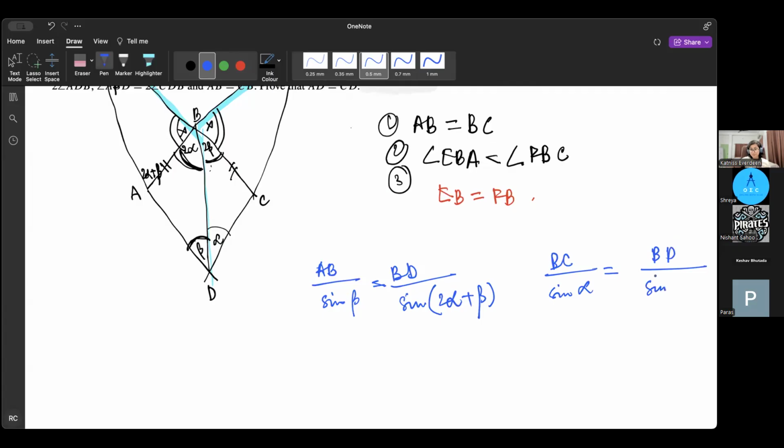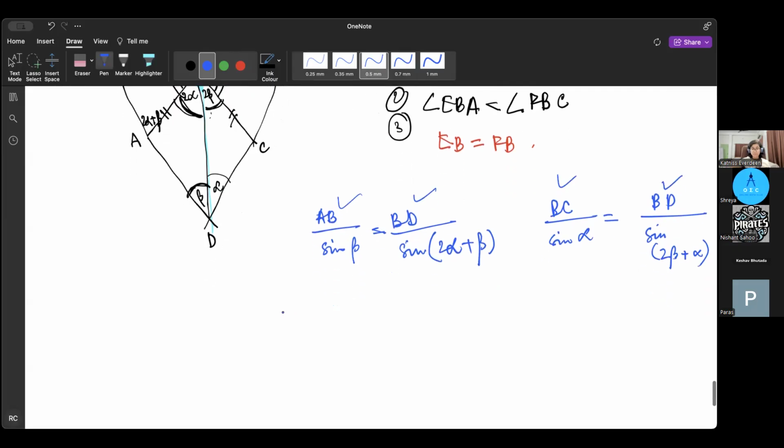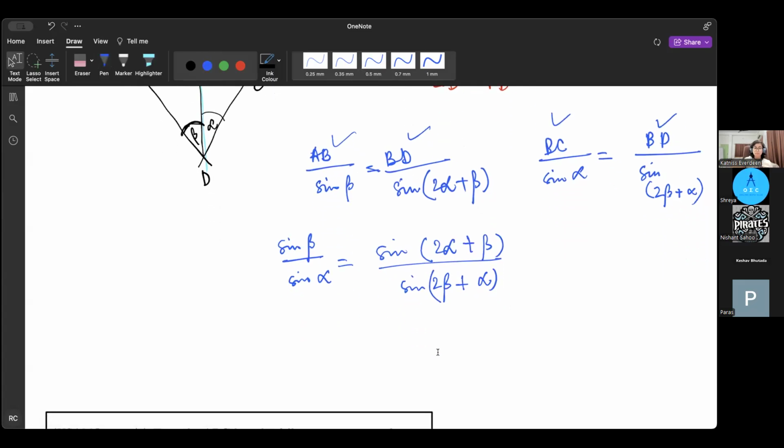Exactly. So as AB is equal to BC, I will equate both, and I will get sine beta by sine alpha is equal to sine 2 alpha plus beta by sine 2 beta plus alpha. Yes, exactly. And I will write this as sine beta times sine 2 beta plus alpha is equal to sine 2 alpha plus beta times sine alpha.